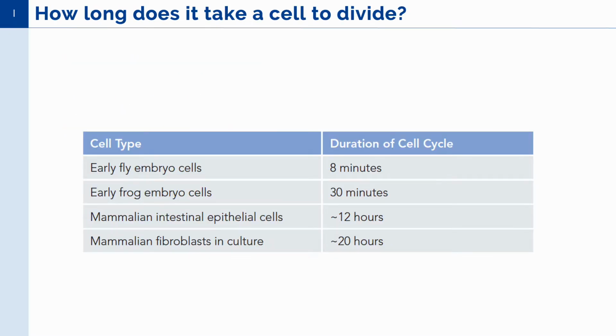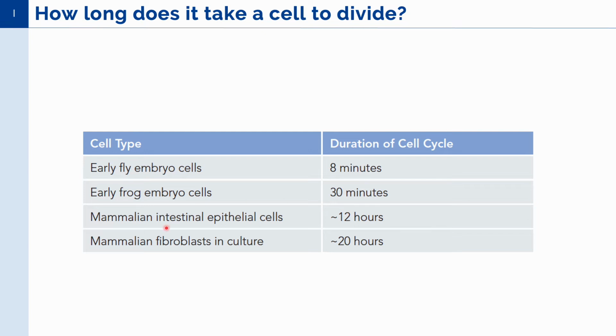Now, how long does it take for our cell to divide? For some embryonic cells, it can be as little as a few minutes. Here we can see that for early fly embryo cells, it only takes 8 minutes for one full cell cycle to occur. Meanwhile, for differentiated cells and for higher organisms, it can take a few hours.